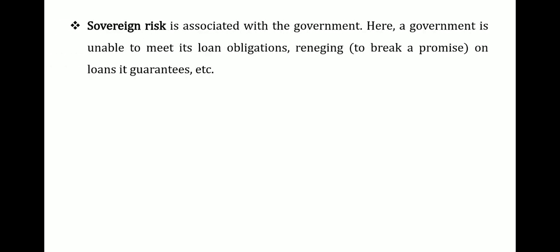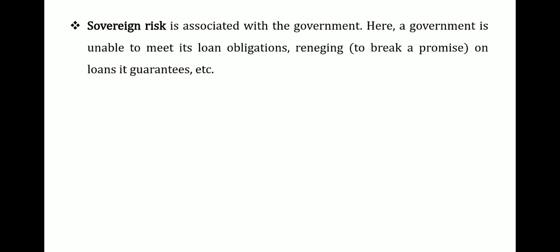And next, sovereign risk. Sovereign risk is also known, and we can understand sovereign risk as governmental risk. So here let me explain this. Sovereign risk is associated with the government. Here a government is unable to meet its loan obligations, or breaks a promise on loans it guarantees, etc. So sovereign means it is related and associated with the government.